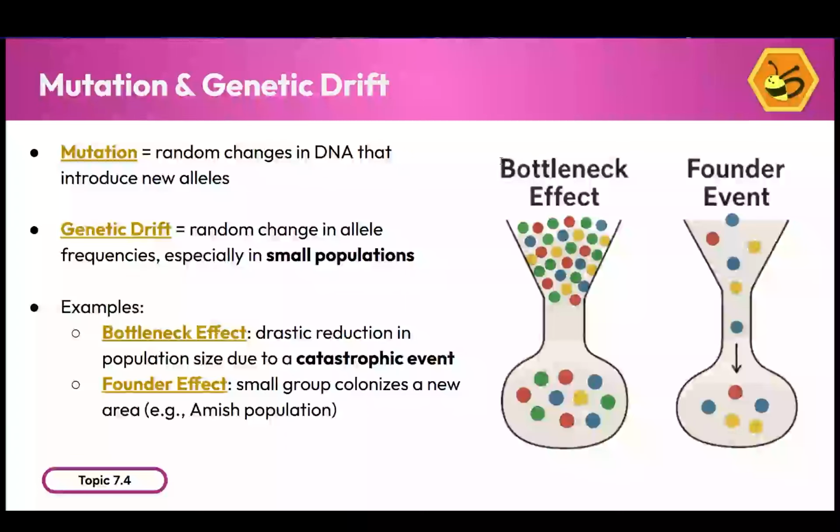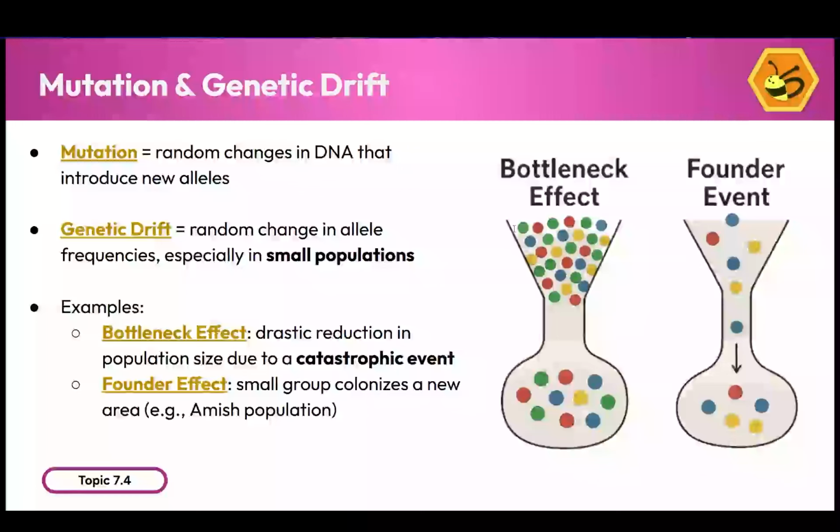Some of the effects I want to talk about are the bottleneck effect, which in biology describes a significant reduction in the population size, often due to a catastrophic event, leading to a loss of genetic diversity. I'm sure we all know the famous example of the dinosaurs being hit by a giant meteor. That could be seen as the bottleneck effect.